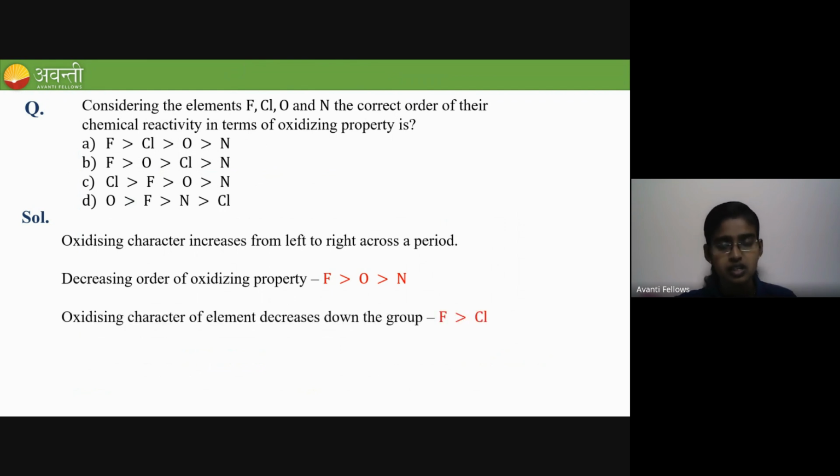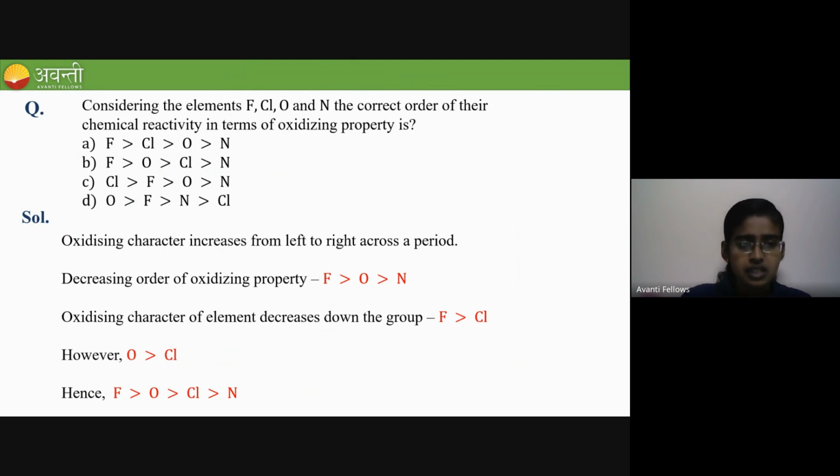Got it? So comparing oxygen and chlorine, oxygen will have the highest oxidizing nature. So the correct order would be option B. Option B is the correct order. Okay, fluorine is highly electronegative in nature. It is more non-metallic, so it has the highest oxidizing property.